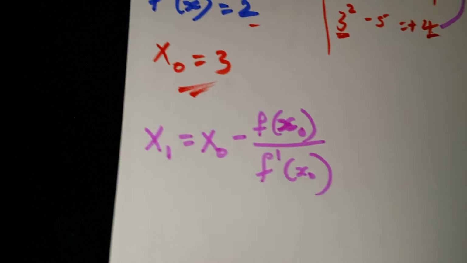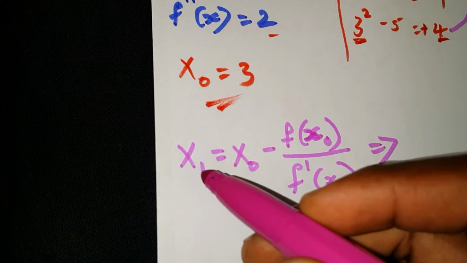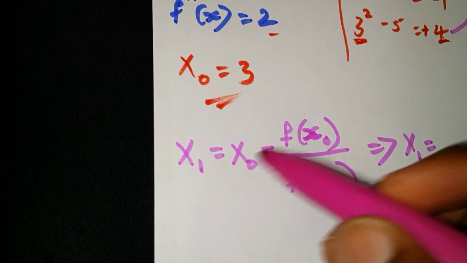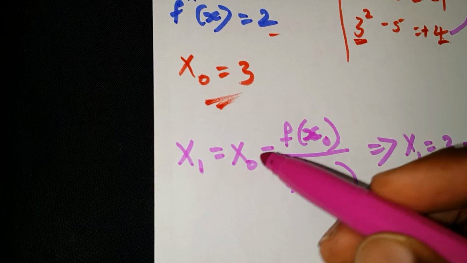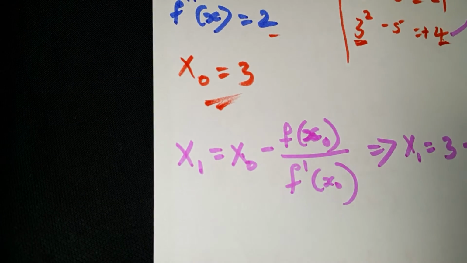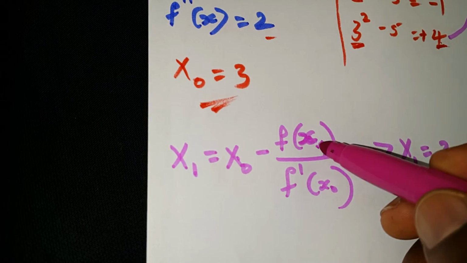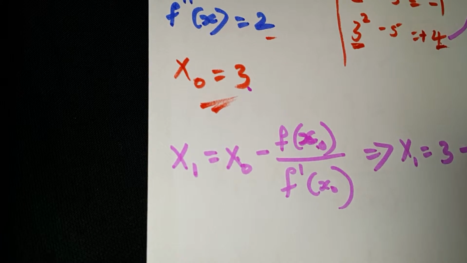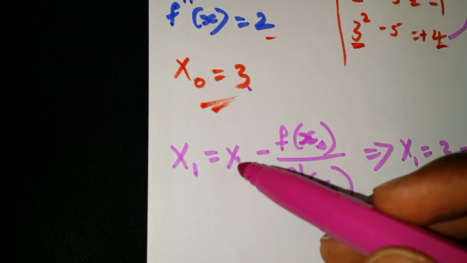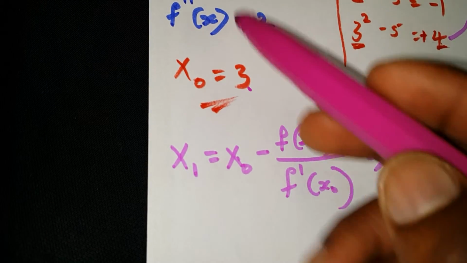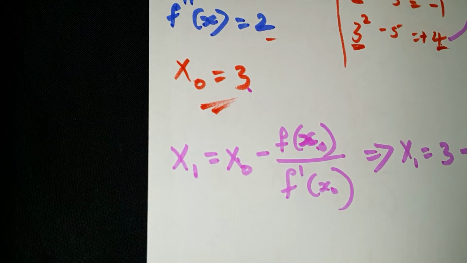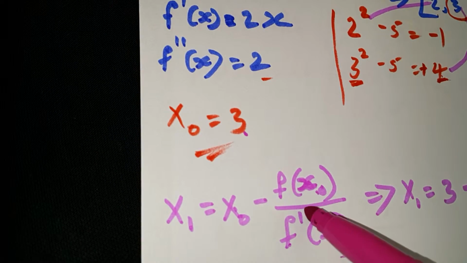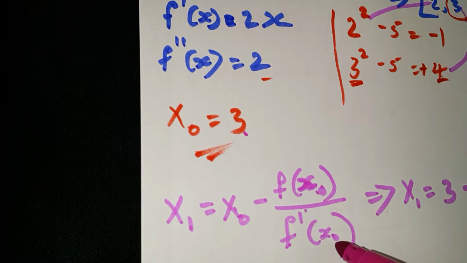Now we will try to know what is our x1. Our x1 is our x0, which is 3, minus, from here we know that our x is 3, minus f of x0. Put x0, 3, into the function, we found 4, over, put x0 into the second derivative. You see what I did here? Here f of x0 and f prime of x0.